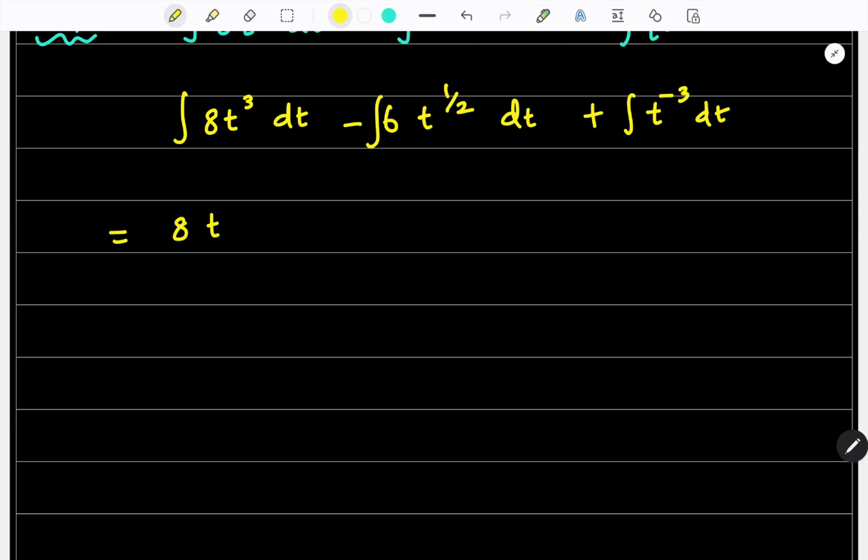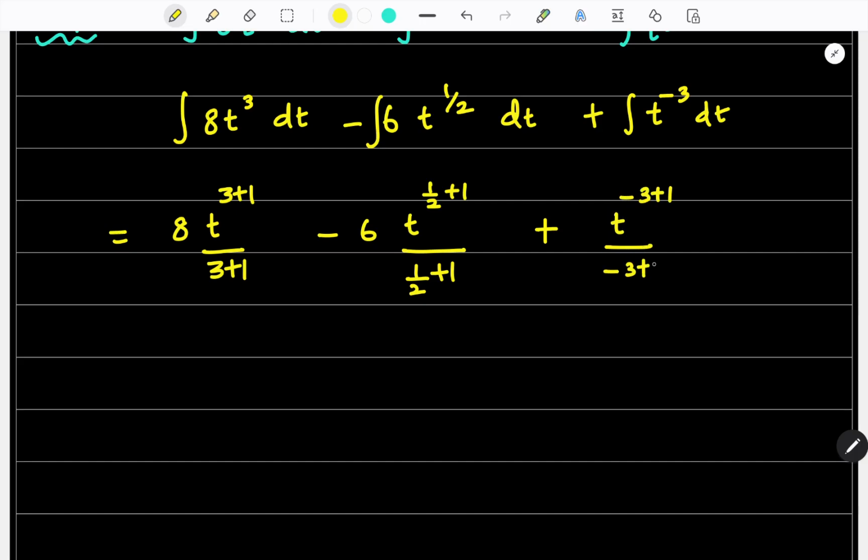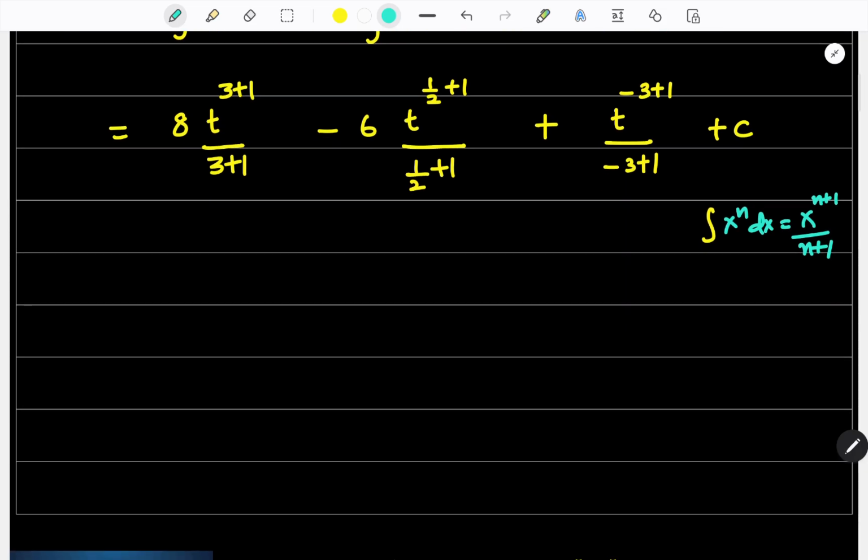So this equals, I'm going to integrate this one. t to the power of 3 becomes t to the power of 3 plus 1 divided by 3 plus 1, minus 6 times t to the power of half plus 1 divided by half plus 1, and then plus t to the power of minus 3 plus 1 divided by minus 3 plus 1, plus integrating constant c. What is the formula? Again, I'll repeat: the integral of x to the power of n dx is equal to x to the power of n plus 1 divided by n plus 1 plus integrating constant c. That's all, the integration is finished.